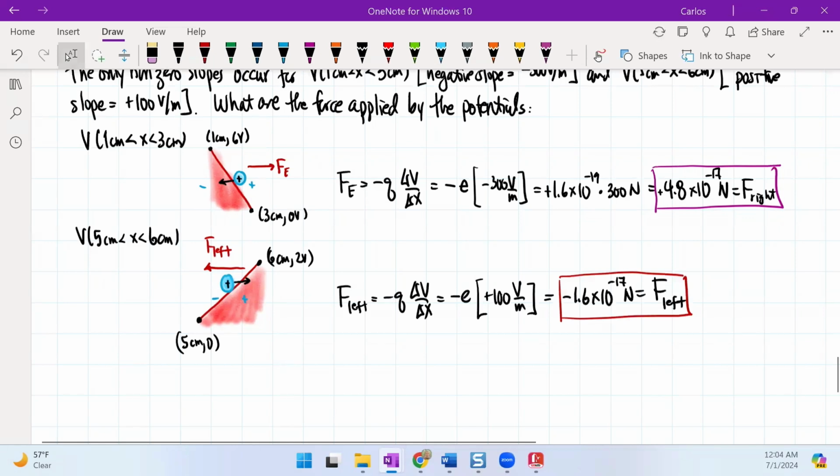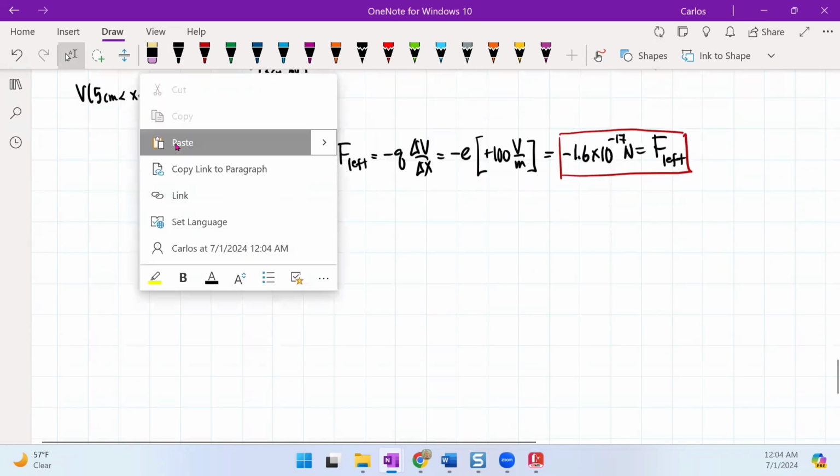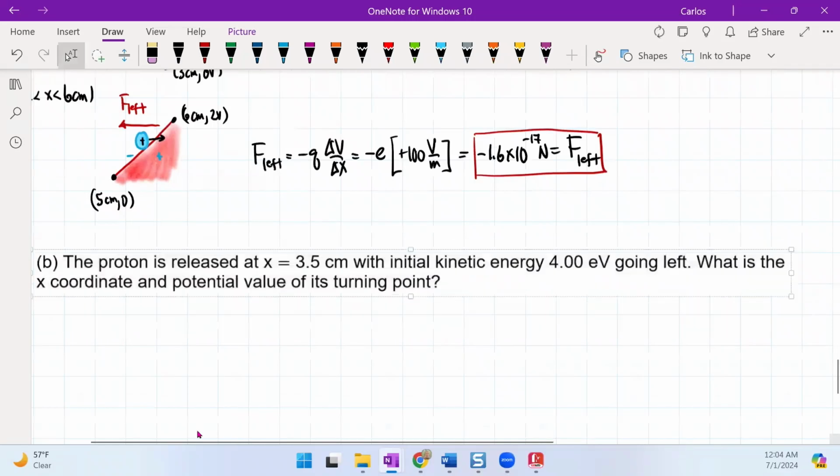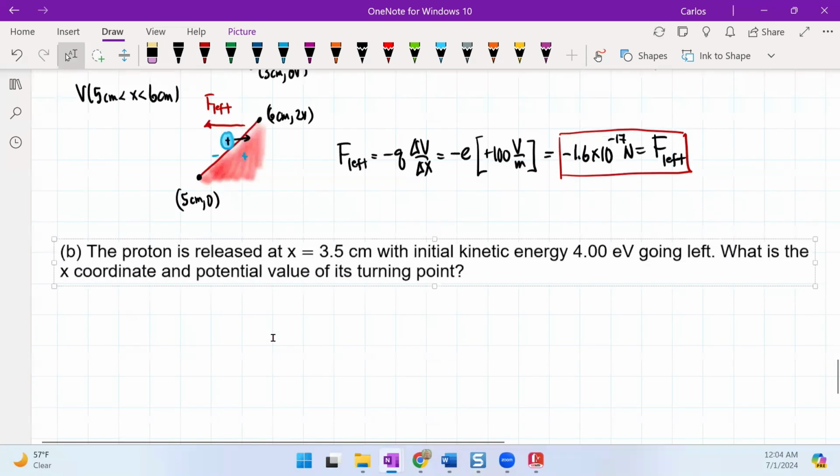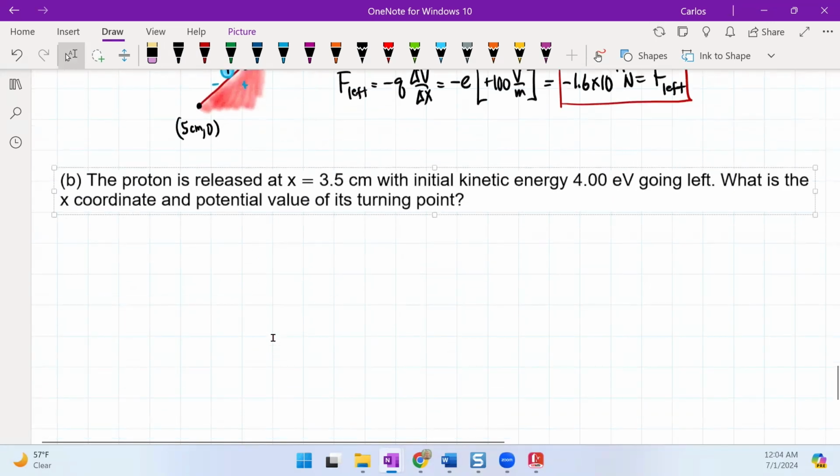So now let's go do part B and C. Okay. So B says that a proton is released at x equal to 3.5 centimeters with an initial kinetic energy going left. What is the coordinate and potential value of its turning point? Okay, let's go get that curve. So this is the curve that we've been dealing with.